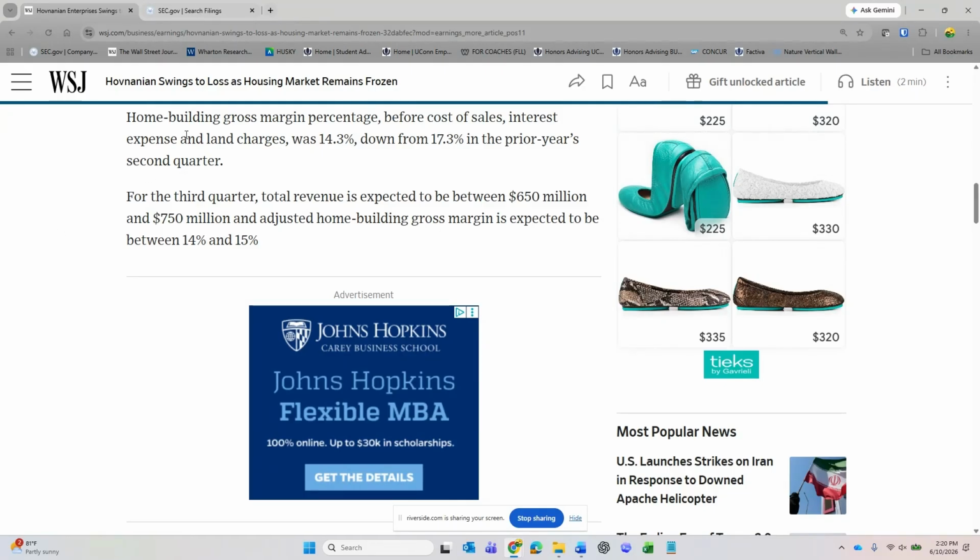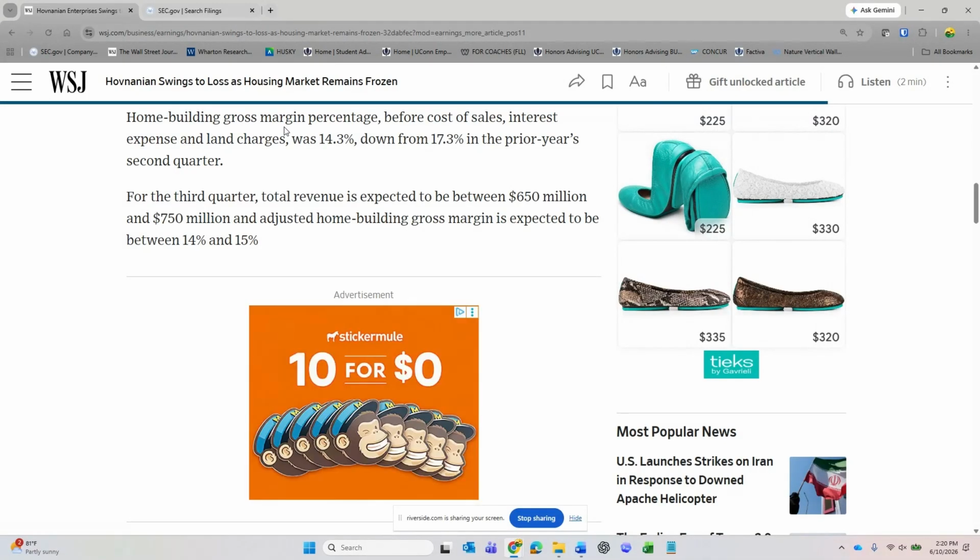So if we go back to the sentence again, this should cause us a significant amount of confusion because this says the gross margin before cost of sales. And my immediate question is, how can you have a gross margin before cost of sales? Because by definition, the gross profit is sales minus the cost of sales. It's before all of the other operating expenses. It's before all of the other financing charges. But the cost of sales is definitely subtracted from the sales number.